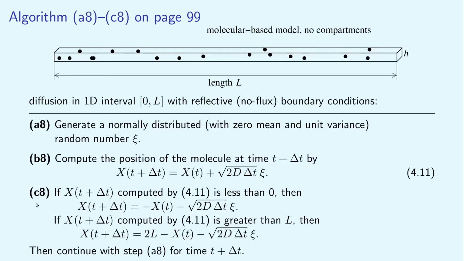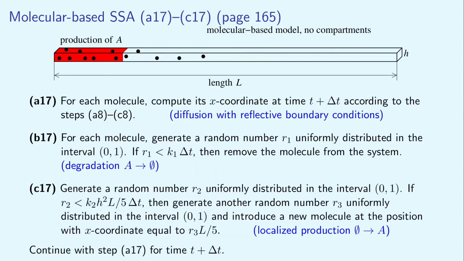The algorithm A8C8 models diffusion with reflective boundary conditions, so I have temporarily removed in my schematic the red region. However, our goal is to describe exactly the same reaction diffusion process as in section 6.1, so we need to add the descriptions of corresponding reactions as well. The resulting stochastic simulation algorithm is presented as the SSA A17C17 on page 165.